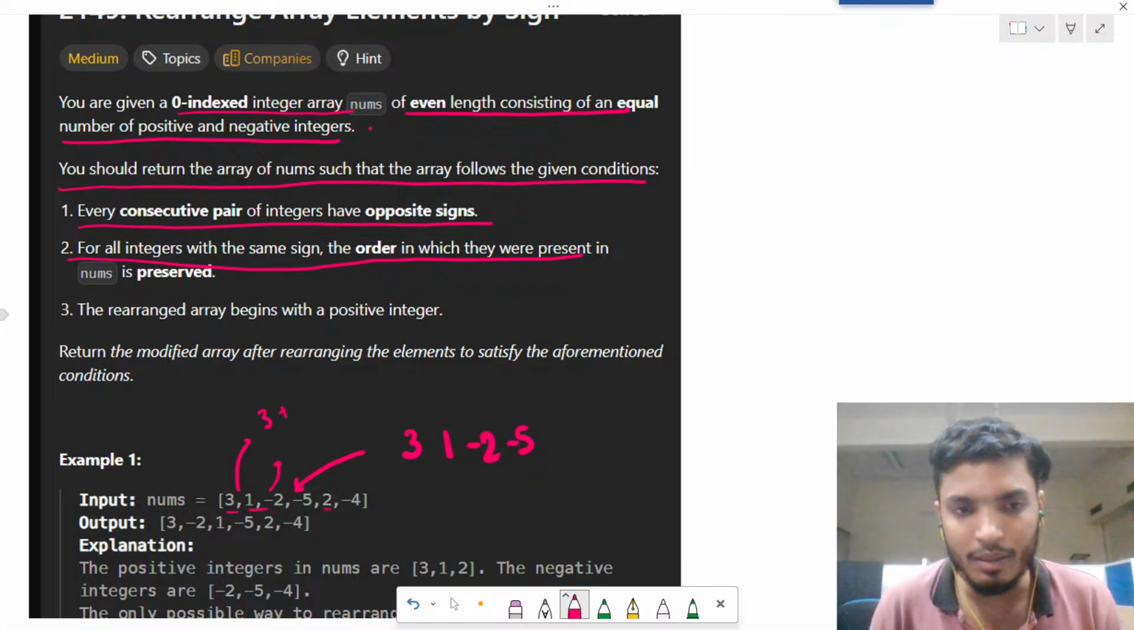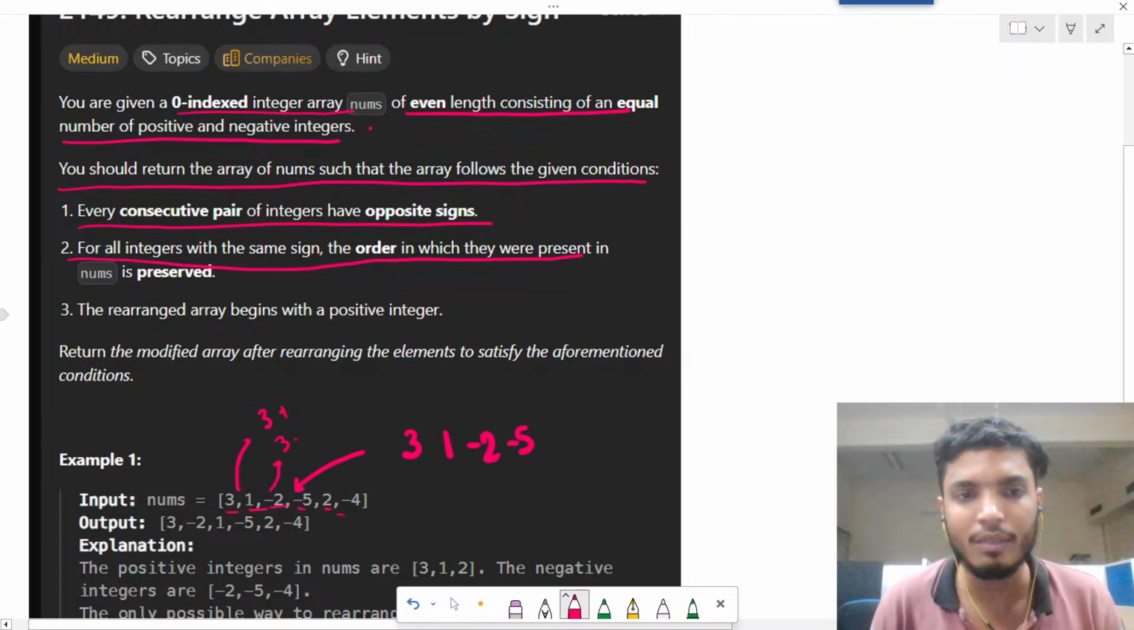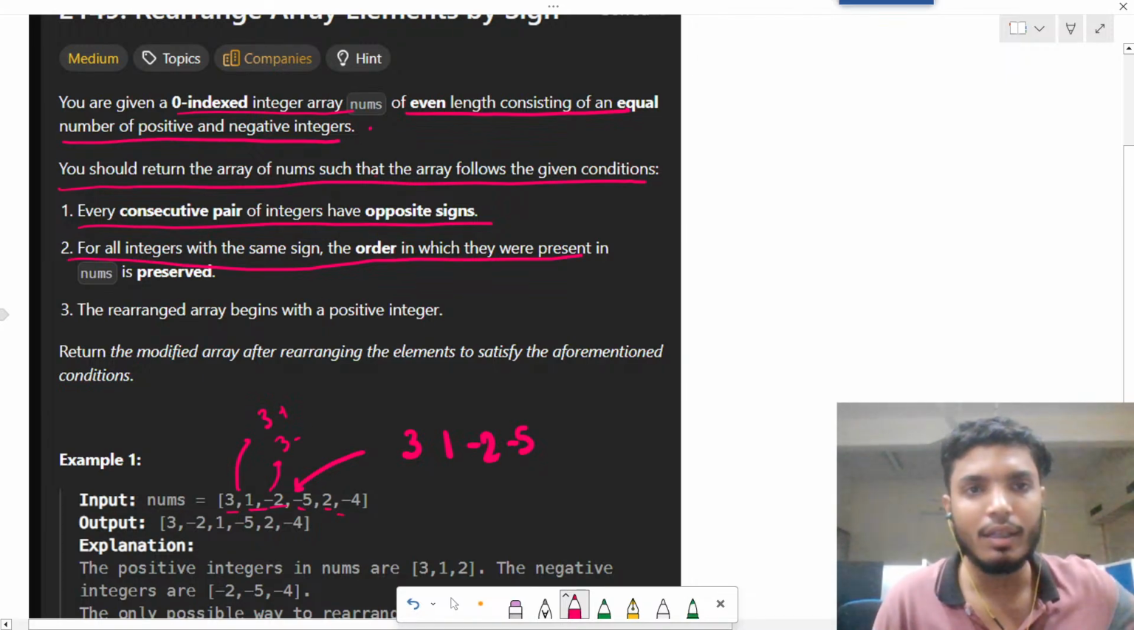How many negative numbers are there? Minus 2, minus 5, minus 4. There are 3 negative numbers. Okay, you must return the array of numbers that follows the given conditions.